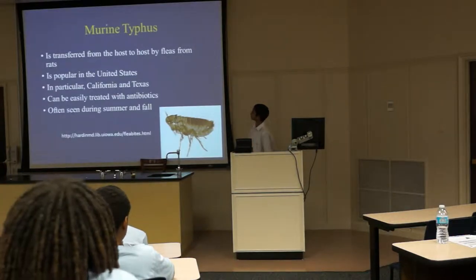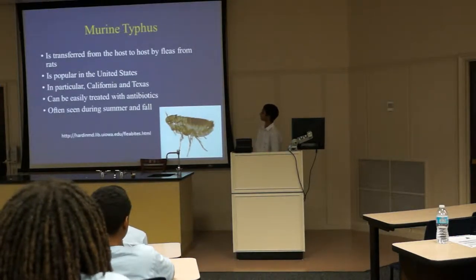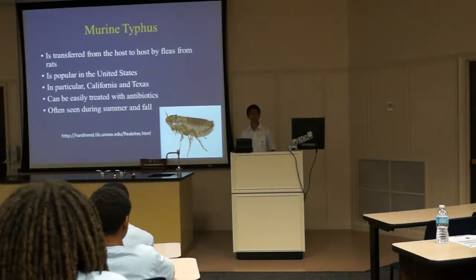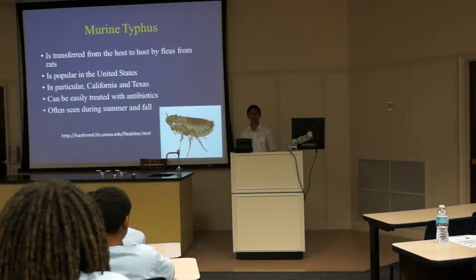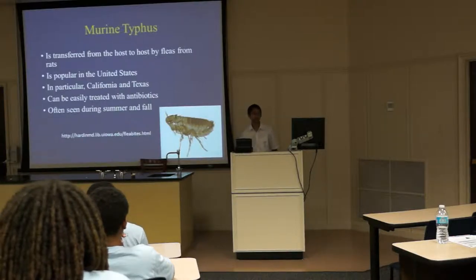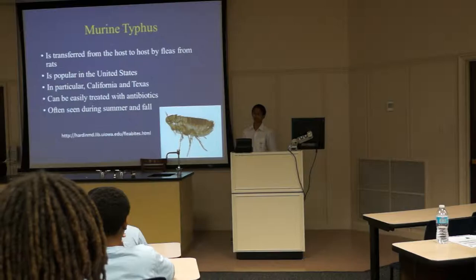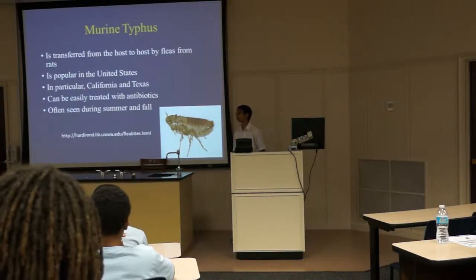So types of typhus. Marine typhus is transferred from host to host by fleas. It's found in the United States, and in particular in California and Texas. It can be easily treated with antibiotics, and it is often seen during the summer and fall.